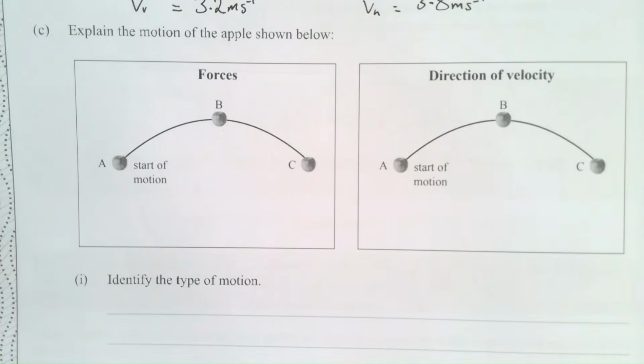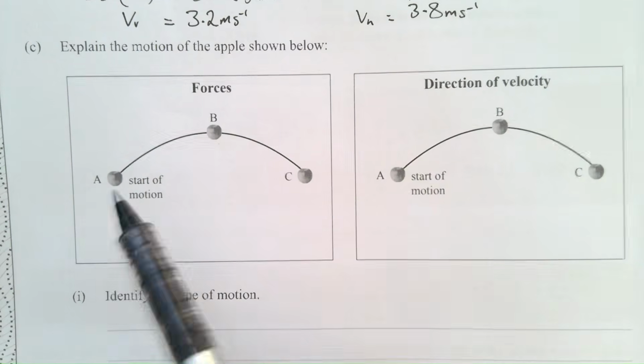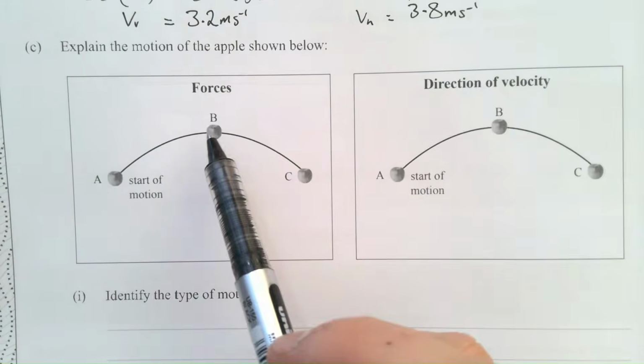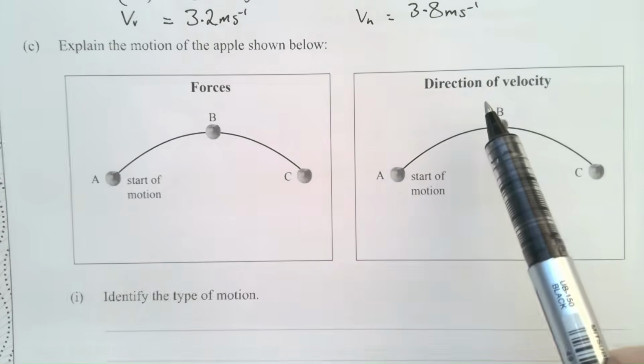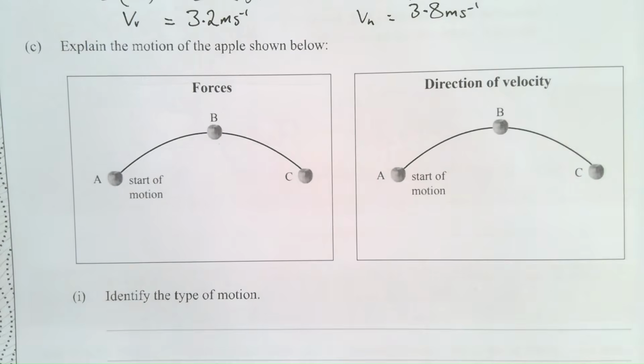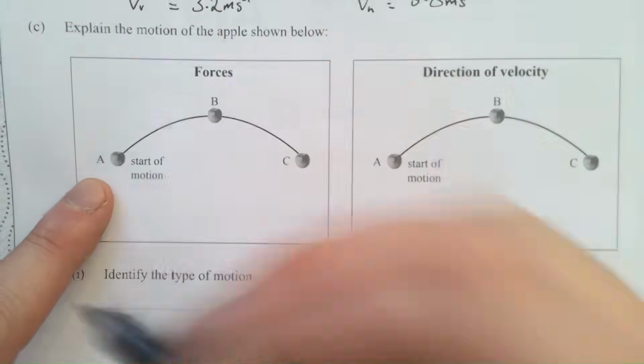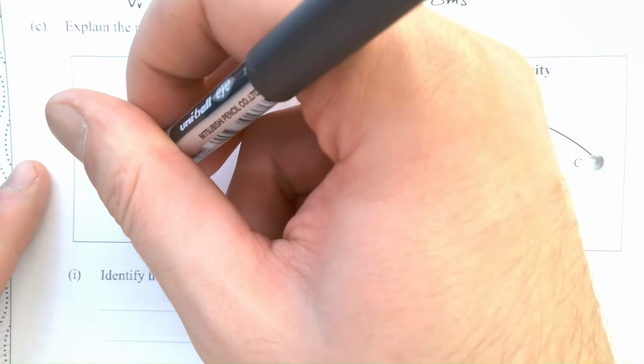Then part C, C part I, sorry. We have some more diagrams of the same system, but this time, bizarrely, they are going from left to right. Go figure. Start of motion here, we have the forces and the direction of velocity diagram. So at the start of the motion, because these calculations become essentially impossible for us if there is air resistance, the only force acting once the apple has started moving is gravity or weight.